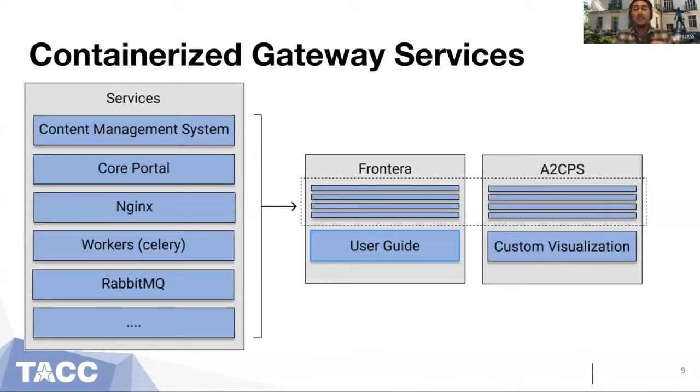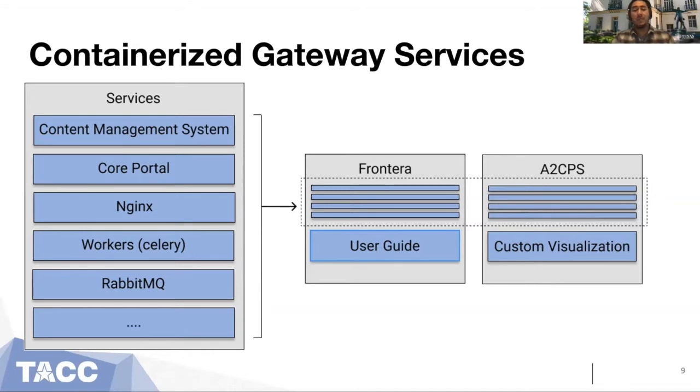Containerized gateway services. Here is an example of two real-life portals that are deploying the services that you see on the left. Both Frontera and A2CPS are science gateways that have a content management system, core portal, Nginx, Celery workers, RabbitMQ, Redis, Memcache, and a number of other services deployed in the VM, and each of them is an independent Docker image, which builds into a container and runs in the VM. And through Camino, we're able to configure these independently, and they can provide as much customization as we like.